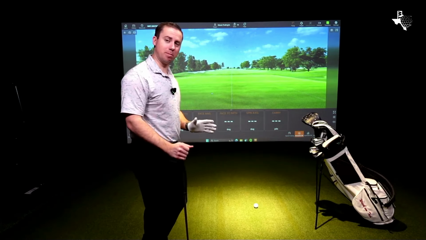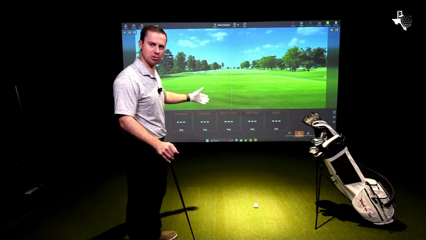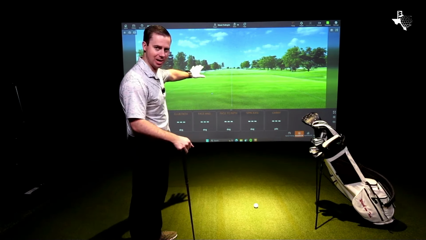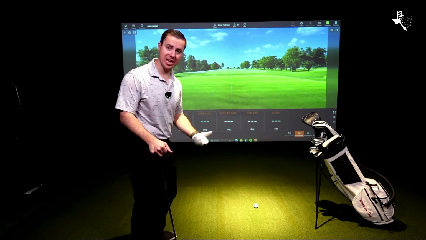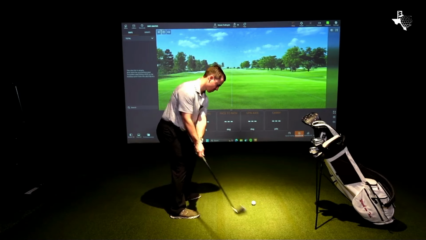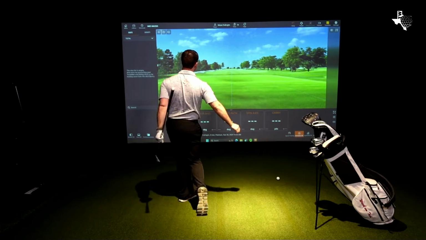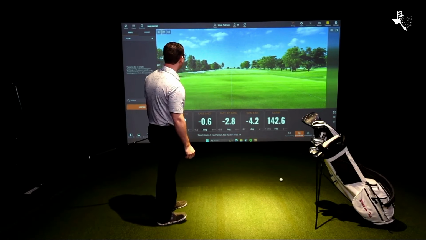All right, now I'm going to hit a couple shots here, and as I'm hitting shots, I'm going to start explaining these numbers and how they affected the ball flight. And then we're going to talk about how you can change these numbers. Once you learn how to change these numbers, you can then change your golf swing. Pretty decent shot there. All right, a little bit of a draw.